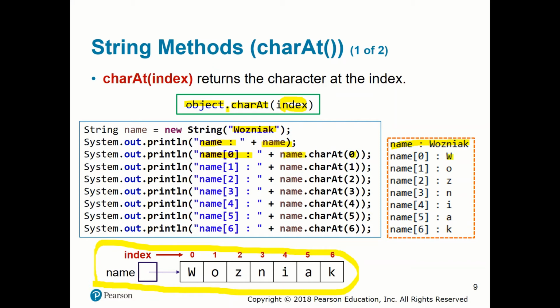So the uppercase letter W is at index 0, so W is printed out here, and name.charAt(1) means we get the character at index 1 of the name object. So O. Now O is printed out here, and so on. So charAt returns the character at the index. This is very useful when you need just one character from the string.